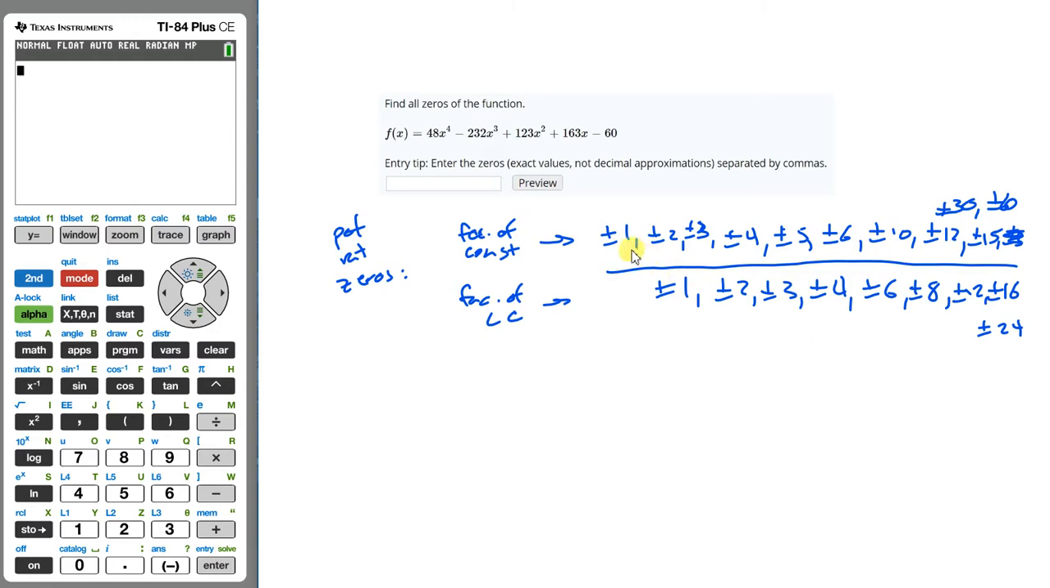This is huge. Each one, like 1 over 1, 1 over 2, 1 over 3, 1 over 4, 1 over 6, 1 over 8, 2 over 1, 2 over 2. In other words, it becomes a huge list. You have to take each of these and divide by each of these. You'll get some repeats that you can cross out, but it's still going to be a huge list. But at least I know what the potential denominators are. So let's put the function in. I've already got it in there to save a little time: 48x to the fourth minus 232x to the third plus 123x squared minus 163x. And then let's see if I can scroll over.